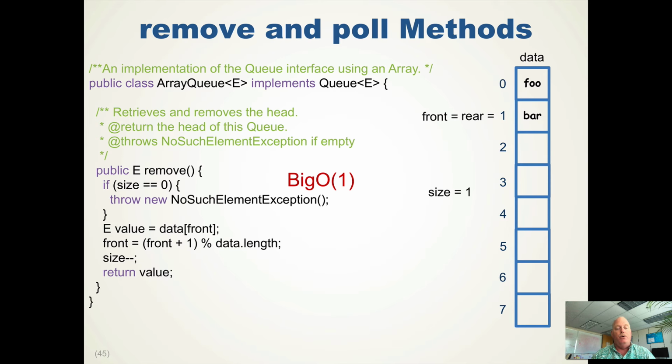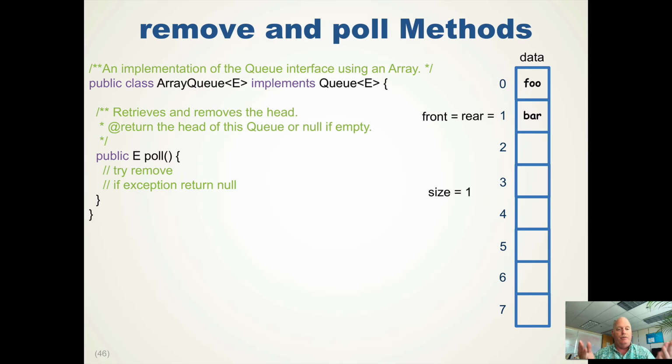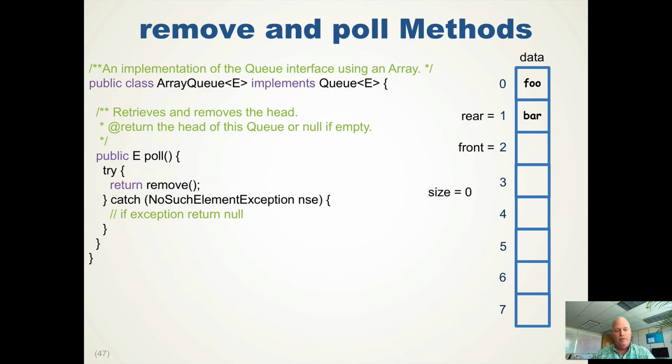And now the pull method is similar to the remove, except that if there's an exception, we return null. So we try to remove. If it throws the exception, we will return null. If it didn't throw the exception, we would have returned what was at front, which would have been bar. And now we're done. The big O of 1, same, because we called remove, which is big O of 1. Otherwise, we just did a catch. Size, we just return the size.